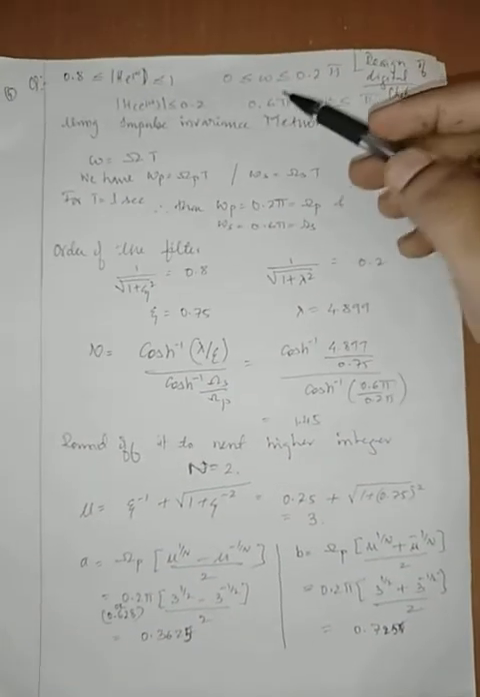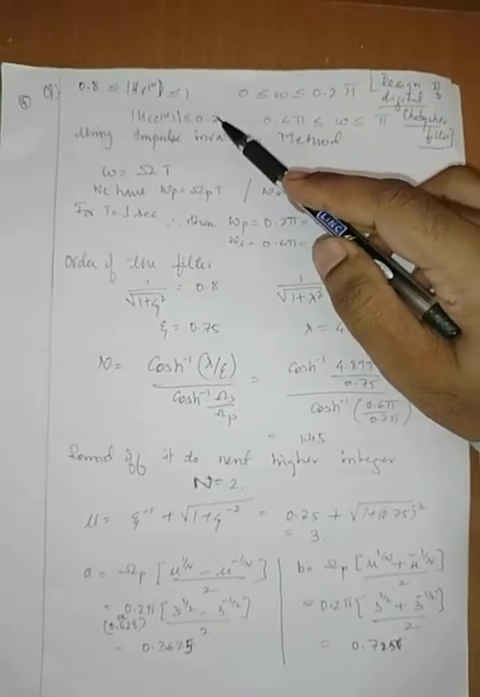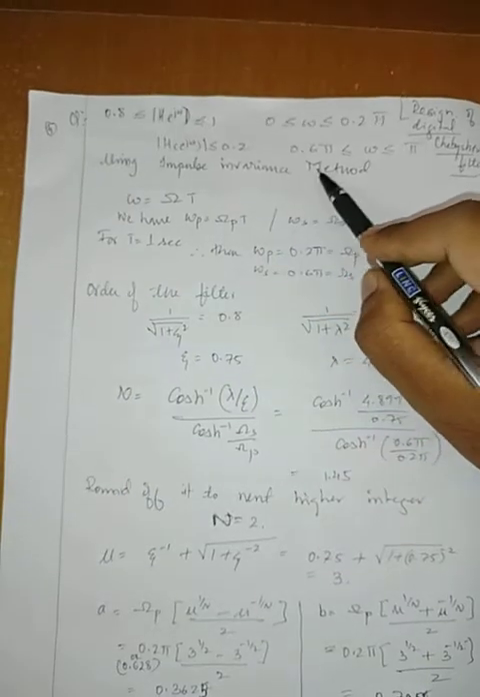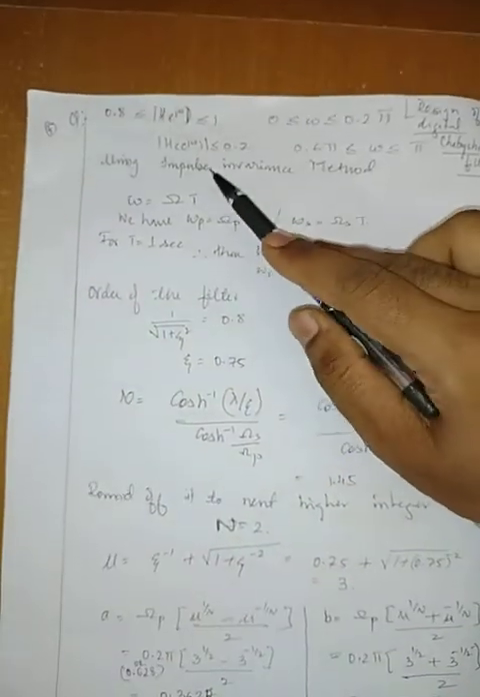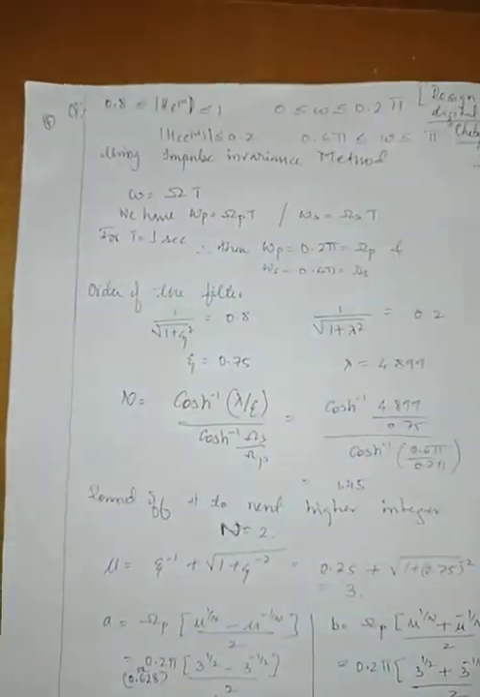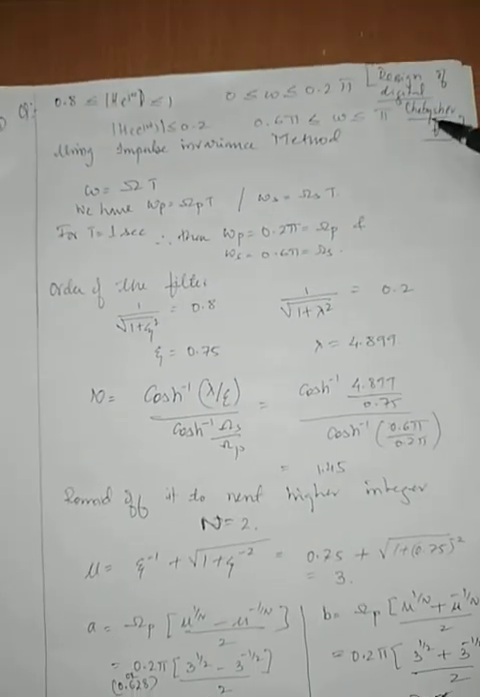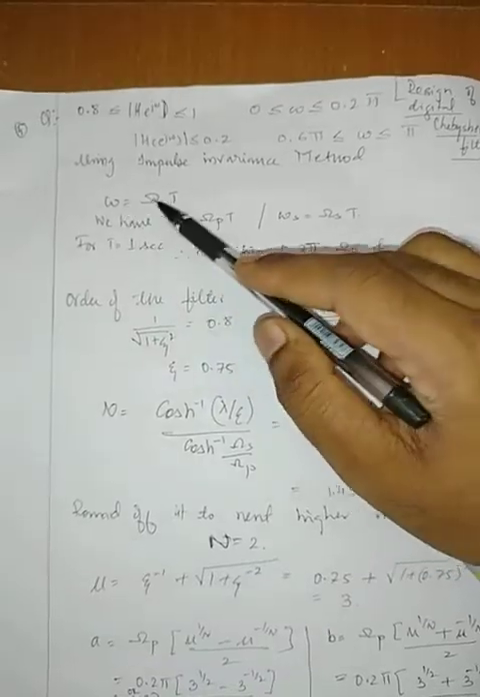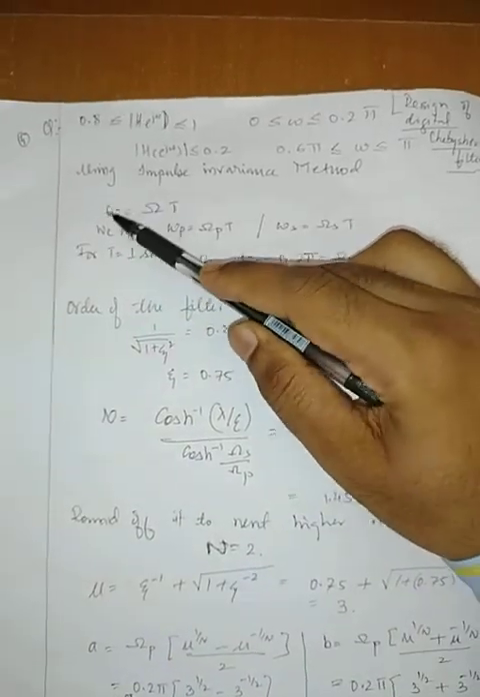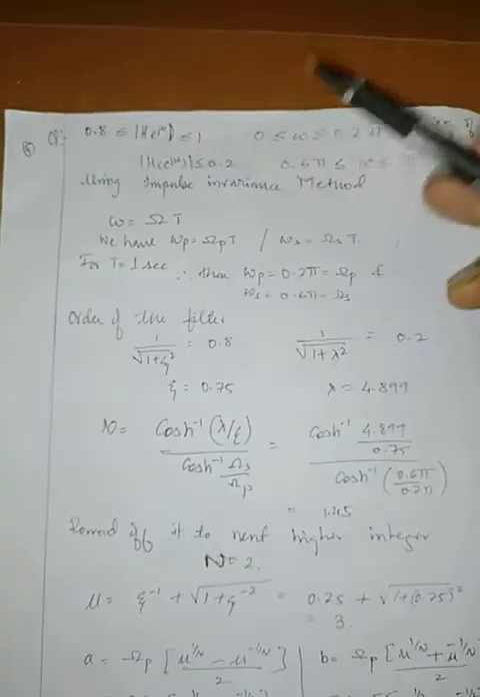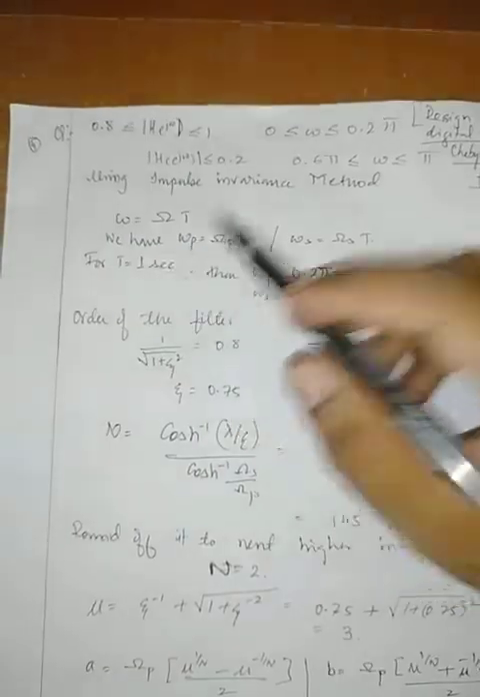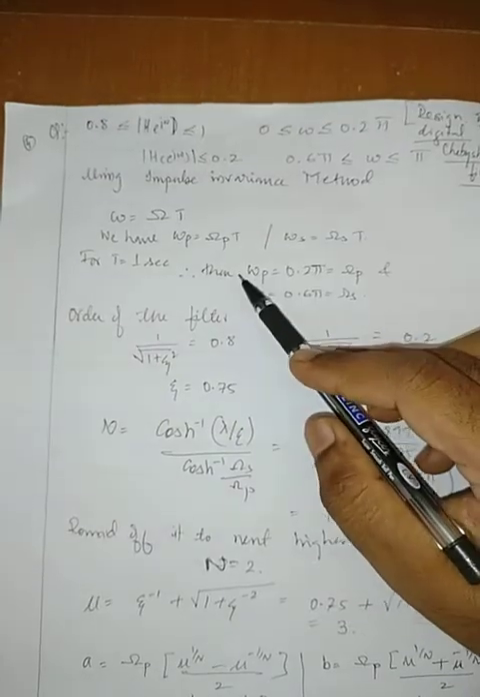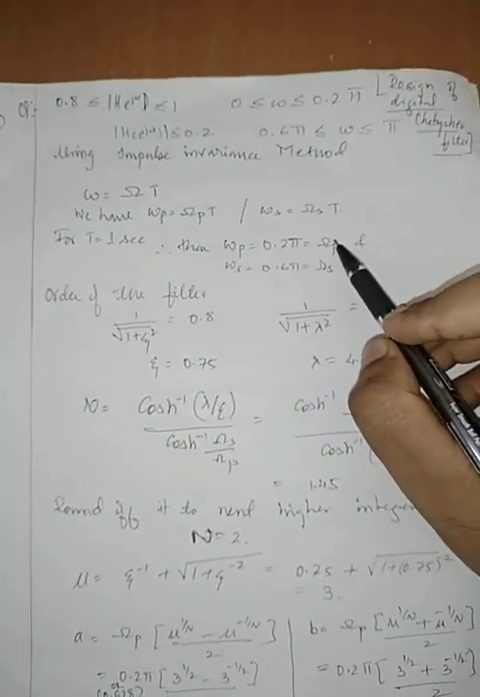Now we'll be calculating the same filter using the impulse invariance method. For the same statement we'll be using the impulse invariance method for the design of the Chebyshev filter. So here in the impulse invariance method, omega is equal to omega T, wherein this omega is for digital and this is for analog. So here the value of T is assumed to be 1 second. Therefore the value of omega p, that is the digital frequency, will be equal to the analog frequency.